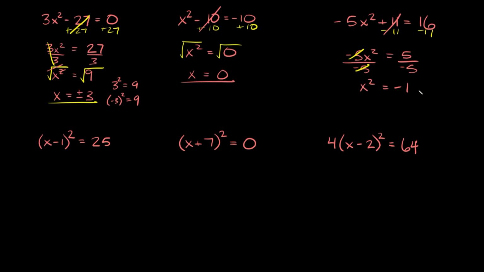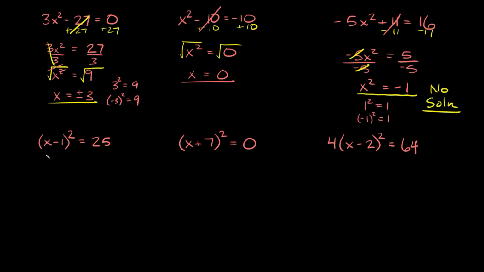Now here we have x squared is equal to negative 1. This is a big issue because there's no number we can plug in for x to actually get negative 1. Positive 1 squared is equal to 1, and negative 1 squared is also equal to positive 1. So there's no number you can plug in for x to get negative 1. Whenever you have x squared is equal to a negative number, there is no solution. So this problem has no solution.